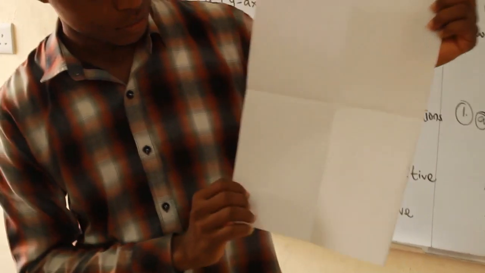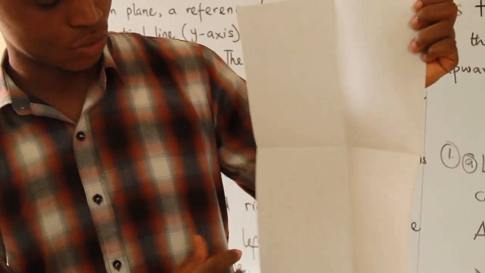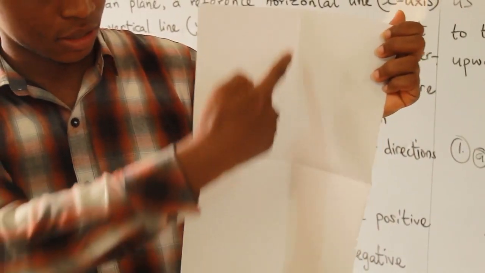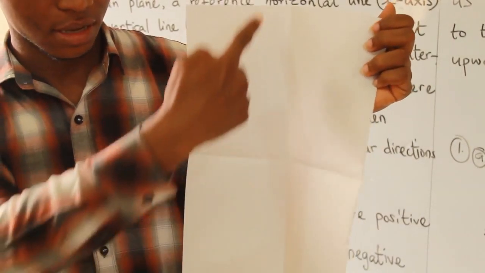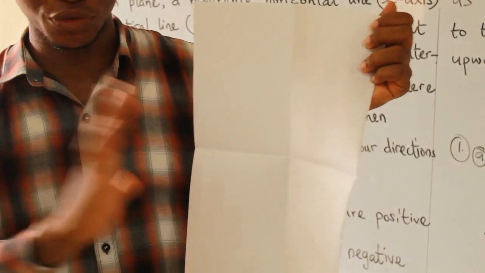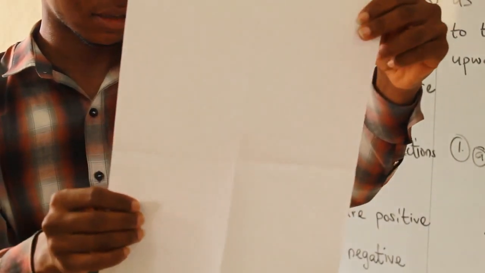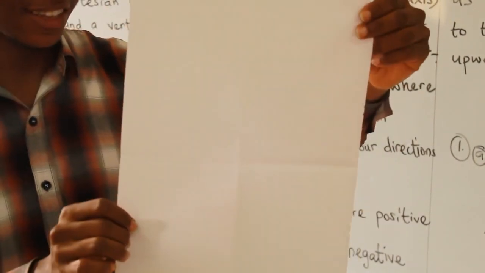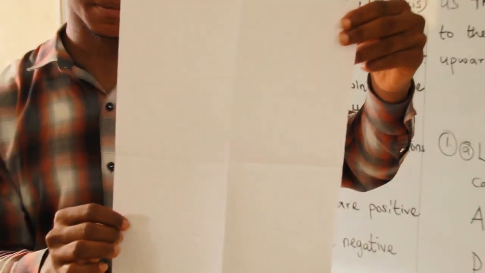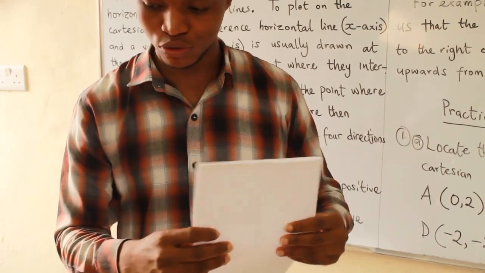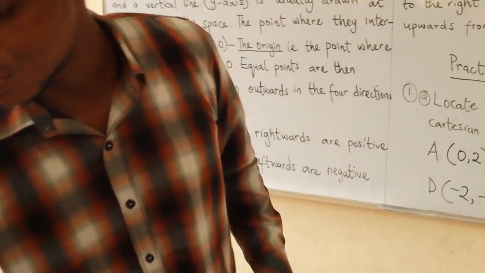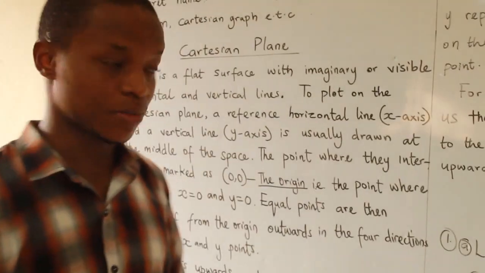Now, if you watch closely, you have your horizontal line and your vertical line. This is our x-axis and this is our y-axis. You've gotten a makeshift Cartesian plane. So, I'm going to go on to some practice questions so that we can have something going.